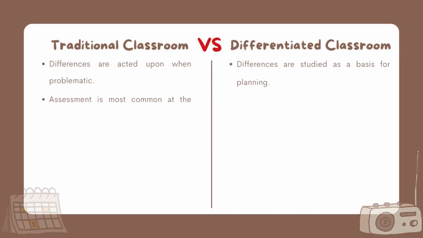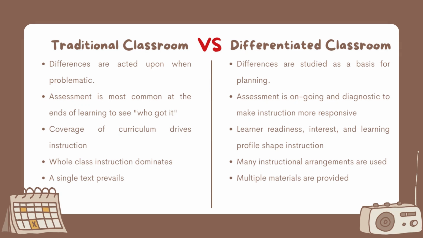In a traditional classroom, differences are acted upon when problematic. Assessment is most common at the end of the learning to see who got it. Coverage of curriculum drives instruction, and whole class instruction dominates. For all the learners, just a single text prevails.